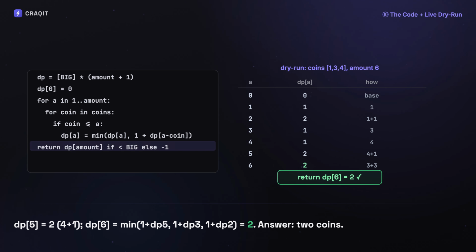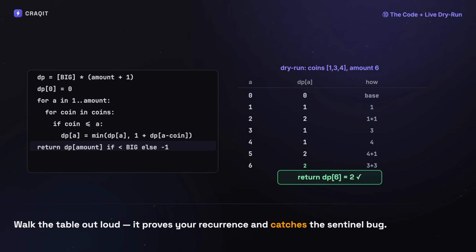And dp of 6 takes the minimum of 1 plus dp of 5, 1 plus dp of 3, and 1 plus dp of 2, which comes out to 2. Answer, 2 coins. Always walk this table out loud. It proves your recurrence and catches the sentinel bug.